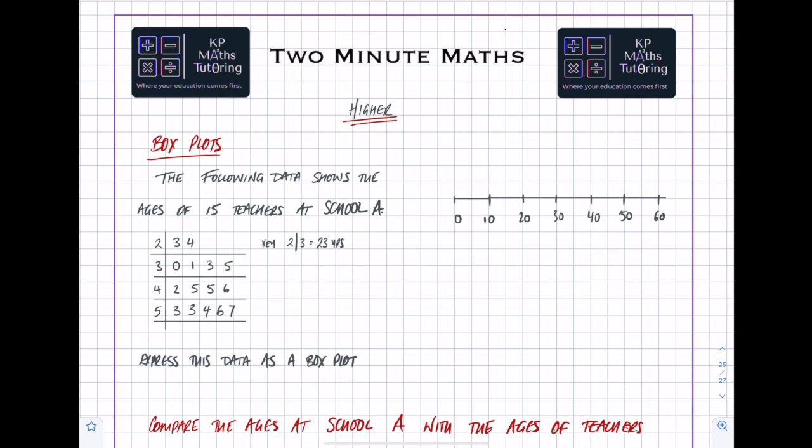It then says express this data as a box plot. So you've got your line here. What it's asking you to do is draw this as a box plot. So here's a couple of things that you need to make sure you know how to do.